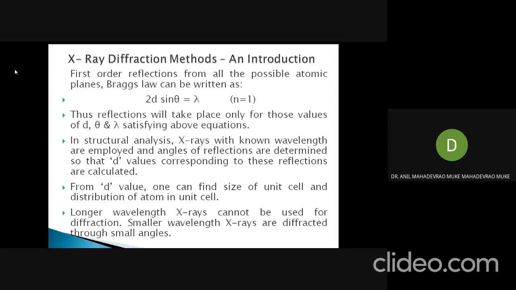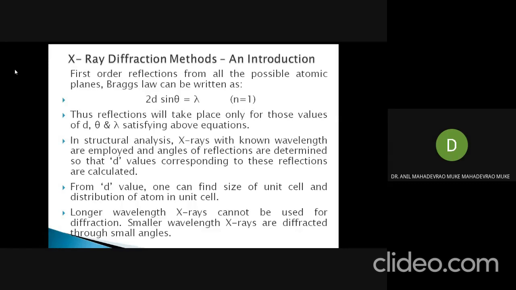Here d is fixed, because it is within the solid. We can't change it, whatever the characteristics of the particular solid, so we are not able to change d. But we can change, from outside, two factors, lambda and theta. We can either fix theta and vary lambda, or fix lambda, that is the wavelength, and change theta, keeping d constant. And of course we can take either the powder form or a single crystal. But in all cases, this law should be obeyed.